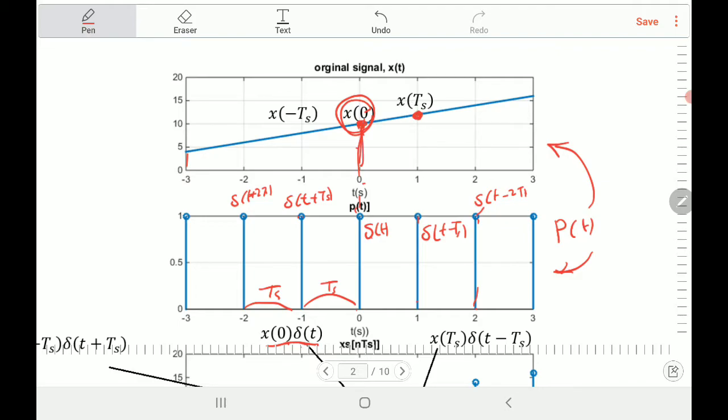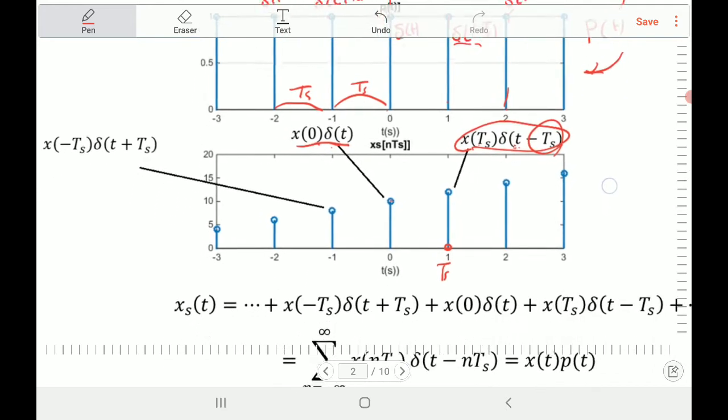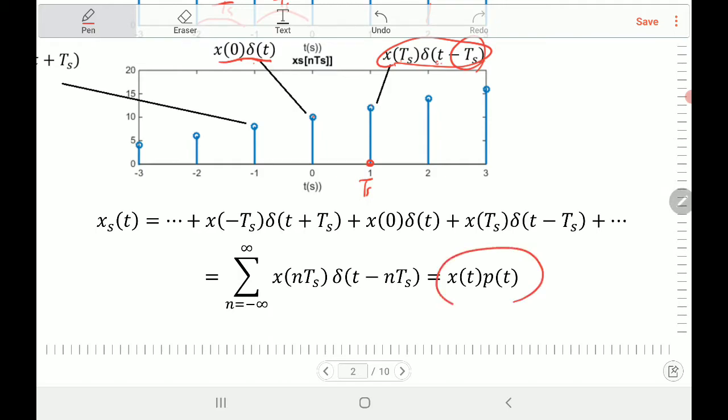So you know the value here, but you want to locate it here. You don't want to locate it here at this same value. How can you keep it at the same place? You attach next to it delta t minus Ts. So when you do that, it means the position of this value is shifted by Ts to the right here. So that's Ts. So that's how you can represent a discrete time signal after you sample the continuous time signal. And simply we can say it's the product of the signal itself times the train of pulses, which we are going to call p of t.